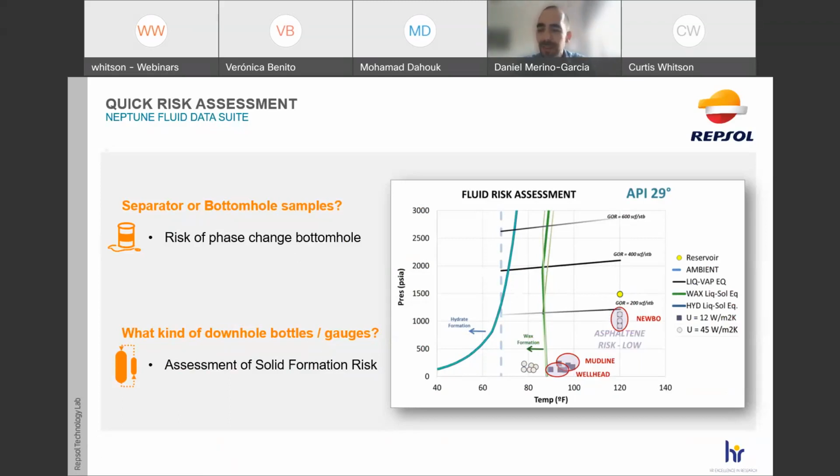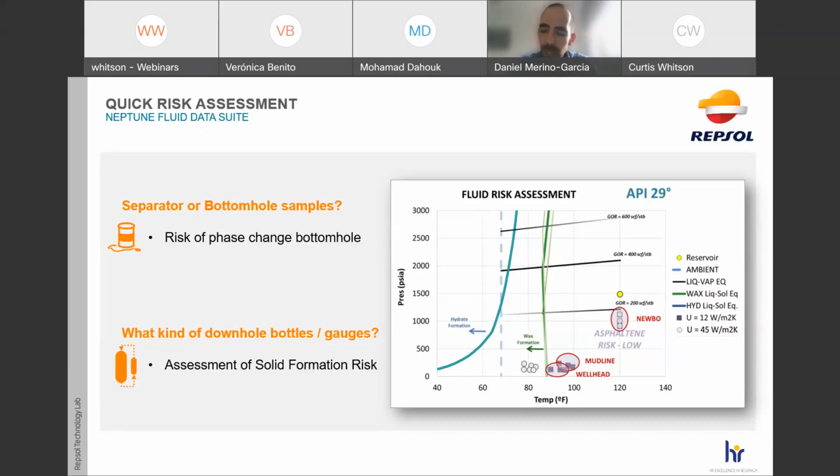So again, you have to balance: do I worry about losing a little bit of waxes on the way to the surface? Is that okay? Should I go for what kind of bottles? If we had asphaltene issues, not the case here, you can also ask yourself, what kind of downhole bottles do I need? Do I need pressure compensated if I'm expecting asphaltene issues, yes or no?